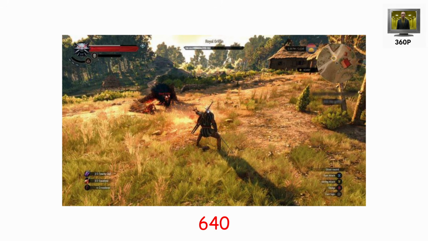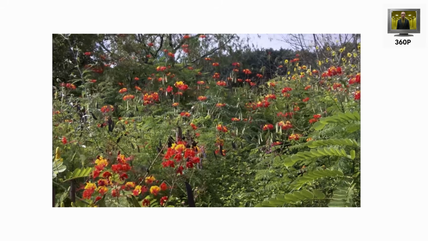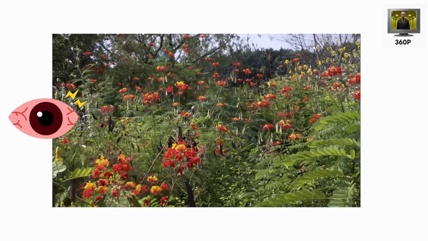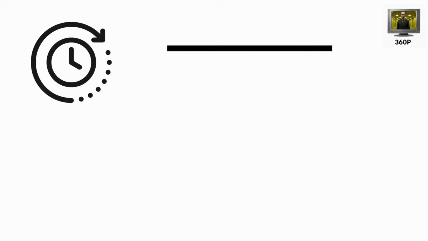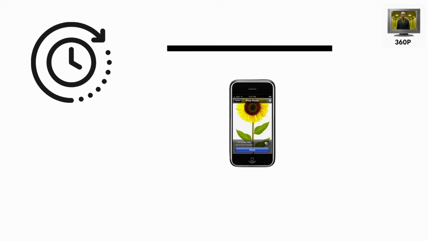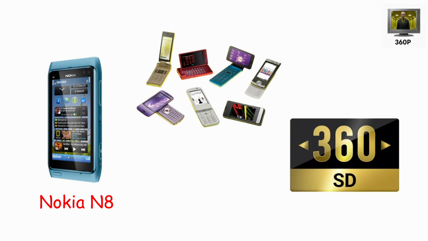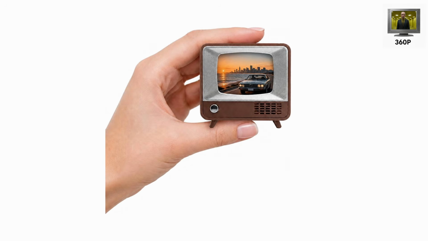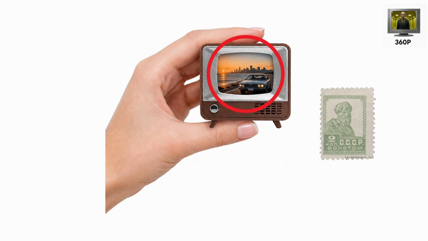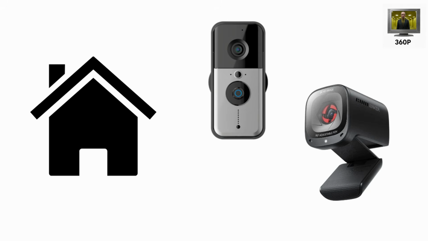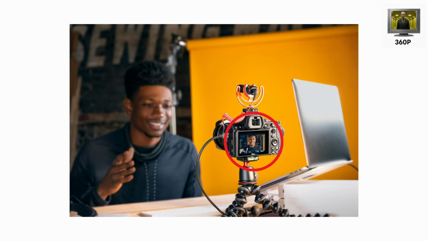360p, 640 by 360. The first step where cheap video stops being painful to look at. For years, this was the ceiling on the good phones, not the basement. The Nokia N8 and a whole wave of early smartphones topped out right here, and on a screen barely wider than a stamp, it honestly looked crisp. Its home today is the doorbell camera and the budget webcam. Little feeds where nobody's hunting for pores anyway.